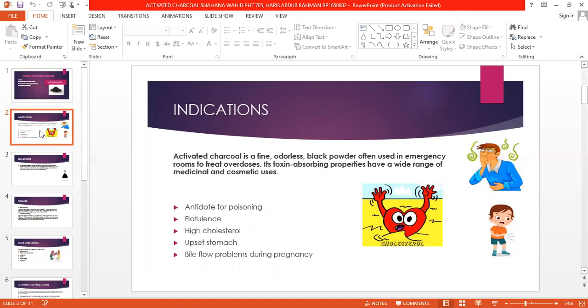Some of the indications are the following: it is an antidote for poisoning, flatulence, high cholesterol, upset stomach, and bile flow problems during pregnancy.